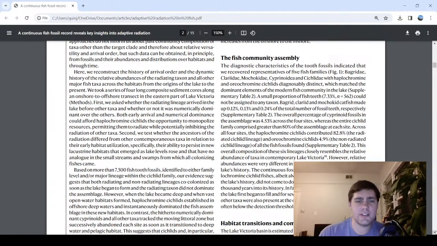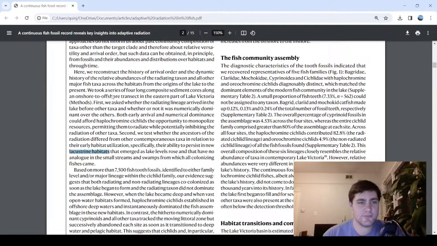Second, we test whether the ancestors of the radiation differed from other contemporaneous taxa in relation to their early habitat utilization, specifically their ability to persist in new lacustrine habitats that emerged as lake levels rose, that have no analog in small streams and swamps from which all colonizing fishes came. Okay, I was wondering how these fish got to the lake in the first place. So they came from streams and swamps, and then these lakes rose.